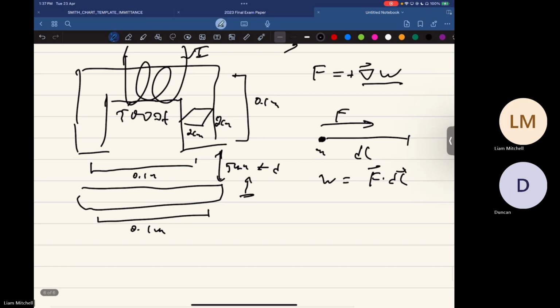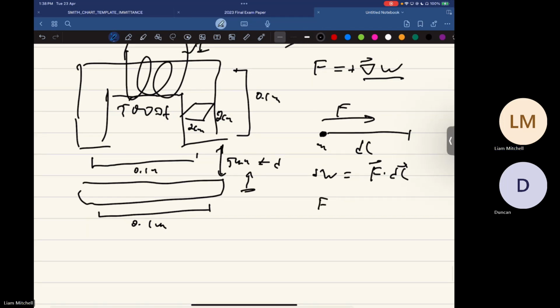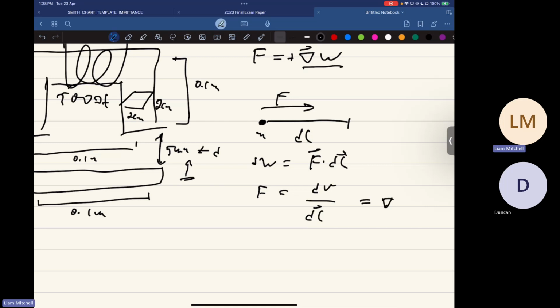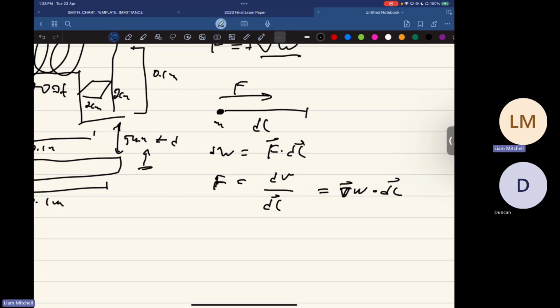Then your dW, actually this is dW. Sorry, I'm working with infinitesimal quantities. Then your force is going to be dW over dl, which is a vector, the same as the gradient of work times dl along some path length. Mathematically it makes sense, but logically you can't really take a gradient of energy. It's a physically meaningless quantity.